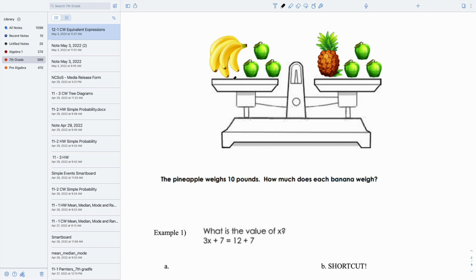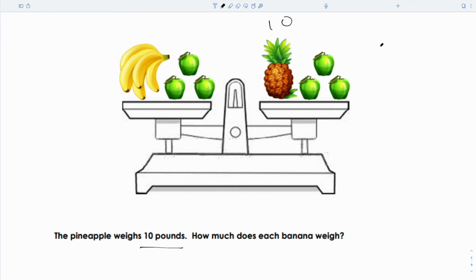If you know that the pineapple weighs 10 pounds, how much does each banana weigh? Turn and talk to your partner. Go. How do you know? Five, 4, 3, 2, 1. Colby, how do you know how much each banana weighs?